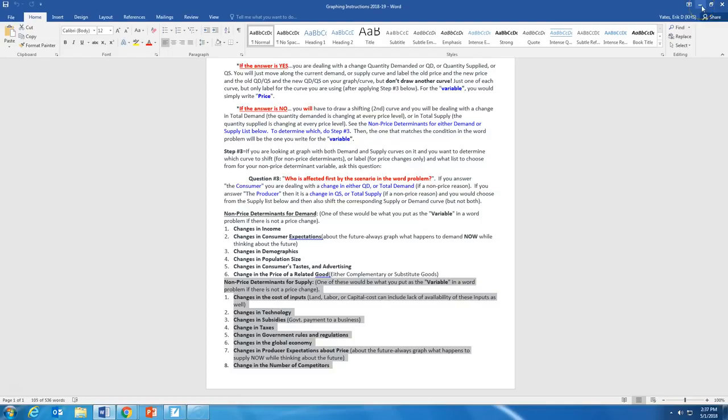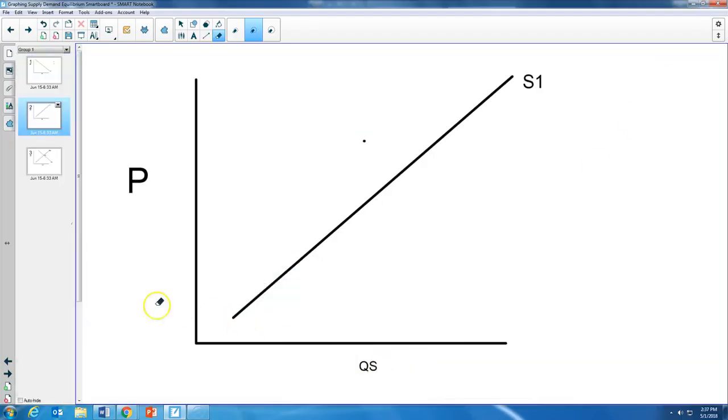Okay? A few things about the curve. You can see that price is still on the y-axis. Quantity supplied now is on the x-axis. And you can see that the supply curve goes up and to the right in terms of its slope, where demand was down and to the right. And that's because of the positive relationship of price and quantity supplied. The law of supply says when price increases, quantity supplied also increases.